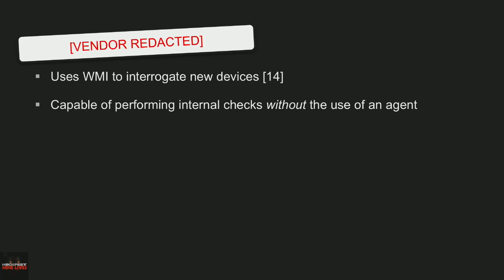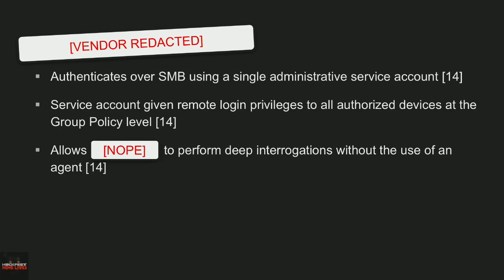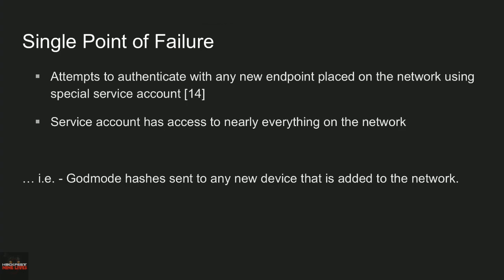Vendor A actually uses WMI to interrogate new devices as they're added to the network. This is cool because it lets you perform these deep internal checks without using an agent. The way this works is that it authenticates with new network endpoints over SMB using a single administrative service account. The service account naturally has to have remote login privileges in order to do this. It has to have pretty deep administrative privileges, DA, in order to be able to perform these internal checks. And this is cool because it lets it perform these deep interrogations. You don't need an agent. It's wonderful, except it also creates a single point of failure.